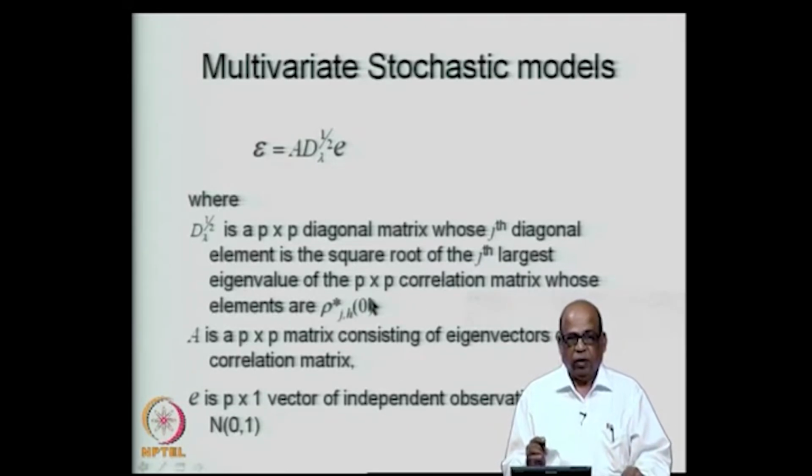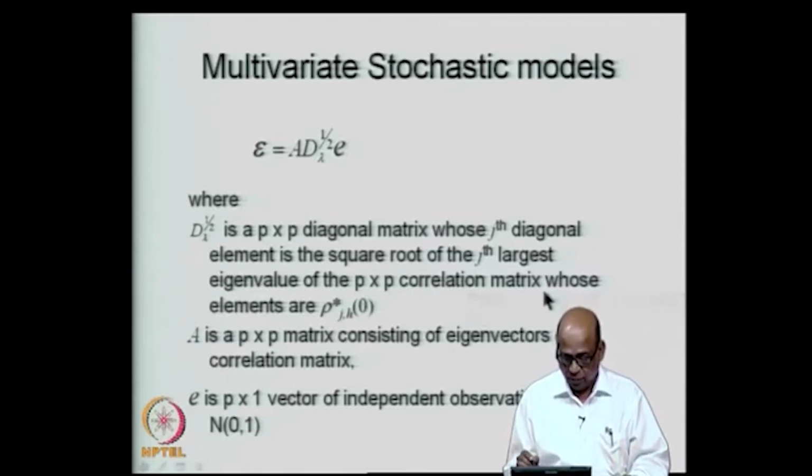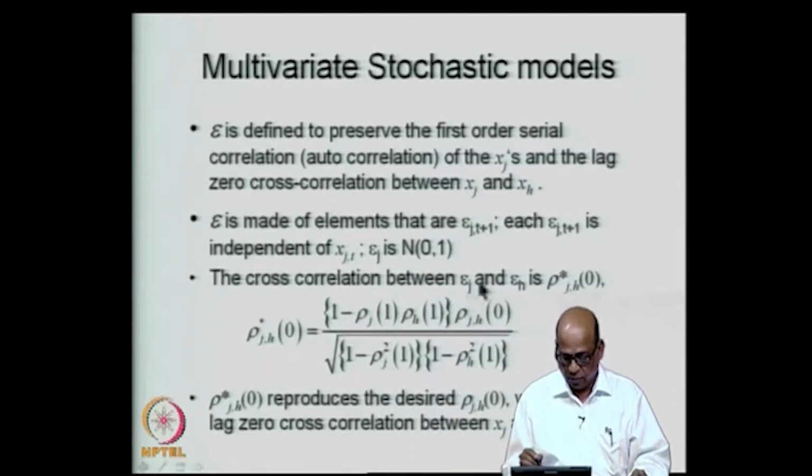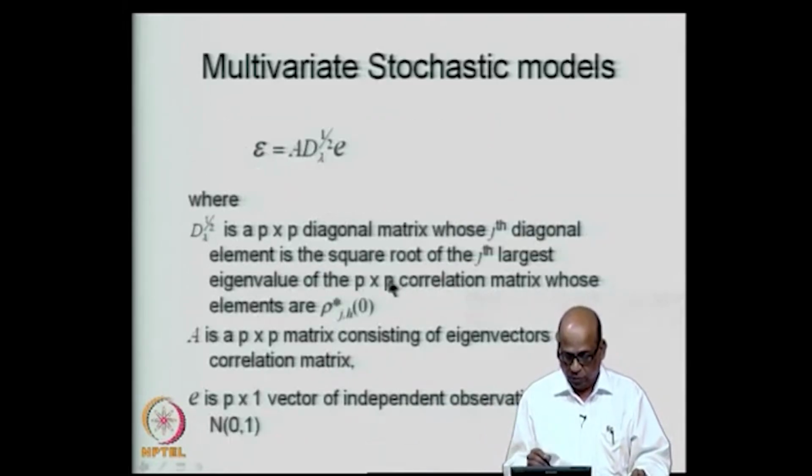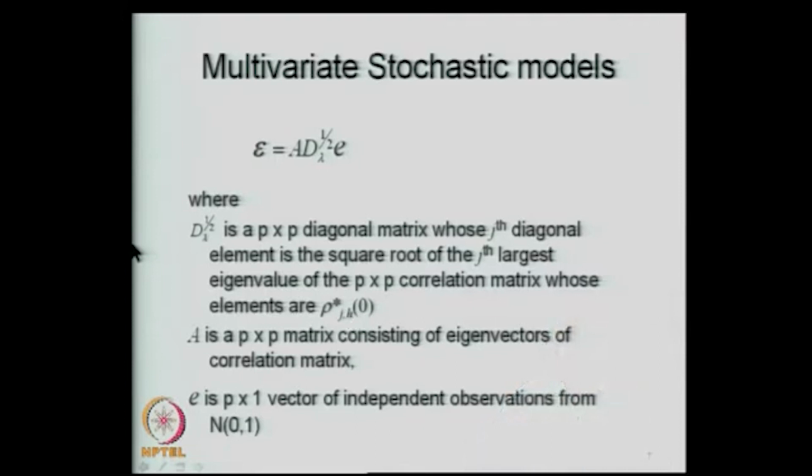Understand this correctly. This is what is necessary for our application. First, you look at this correlation matrix defined by rho j h star 0. So, rho j h star 0 is what we have determined here. Between site j and h, you have rho j h star 0 defined. On this now, you form a diagonal matrix. So, this is the p by p correlation matrix you have got by j h star. So, this is the p by p matrix.